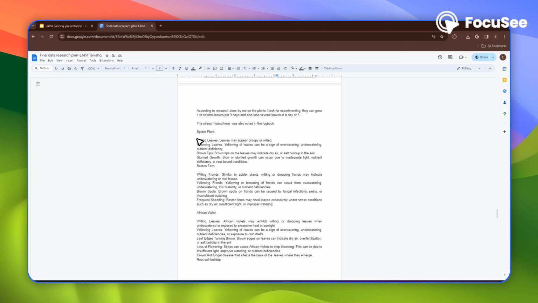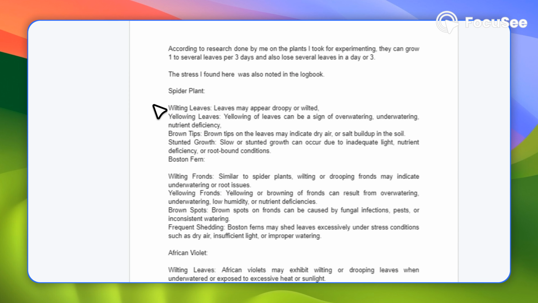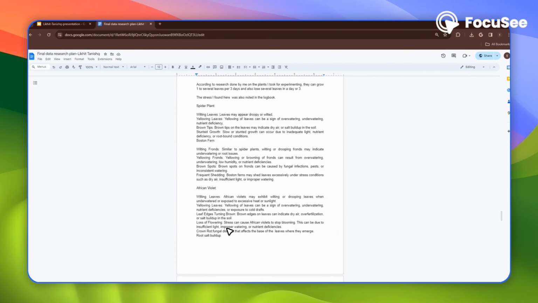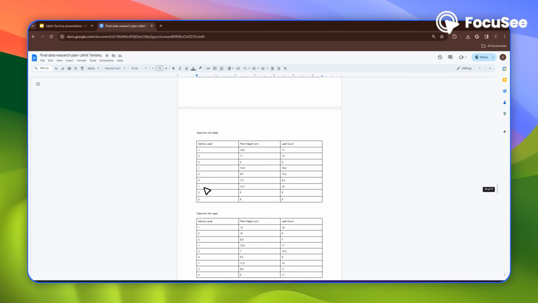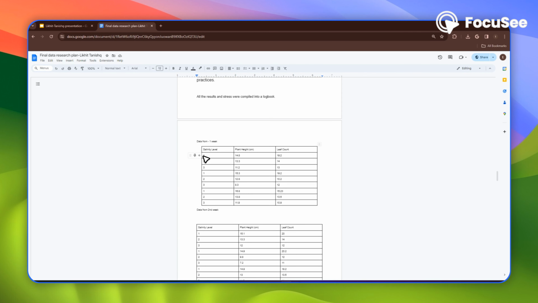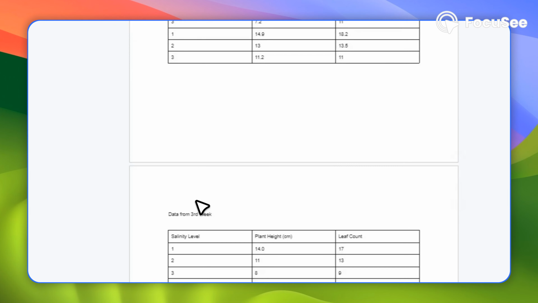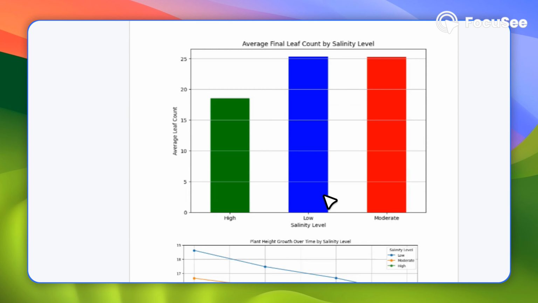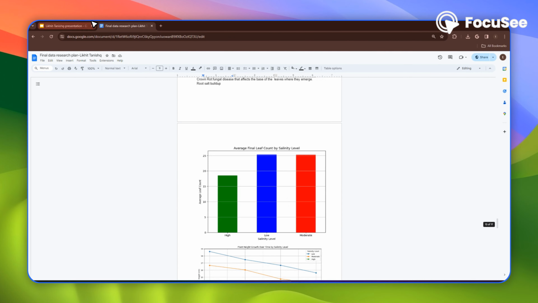And these are the spider plants. These are the stress I have observed, such as wilting leaves and yellowing leaves, and also the data is noted down 3 times per week. That means 1, 2, 3. This all is 1 day, and then this all is 1 time in a week, and this all is 1 time in a week. And these were the graphs here.